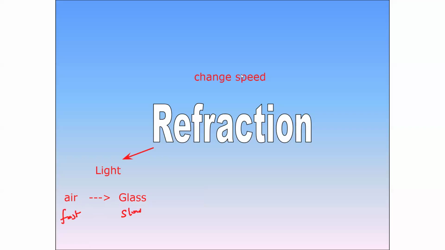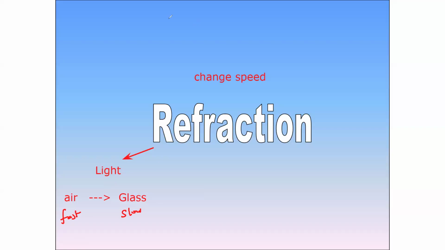So when the light travels from air to glass, the speed of the light changes; in this case, it will decrease. This property of a wave, we call refraction.